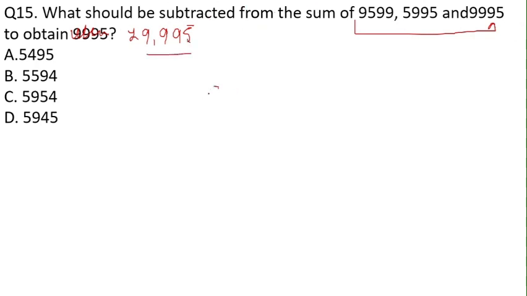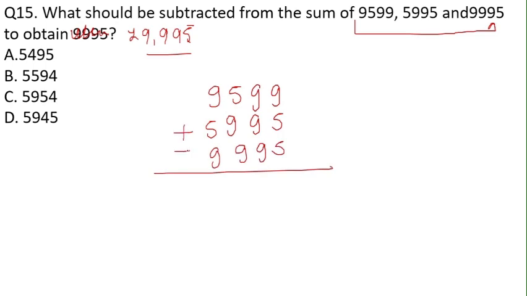Okay, so take the summation of 9,599 plus 5,995 plus 9,995. So we are taking summation here. The summation will be 9 plus 5 is 14, plus 5 is 19, carried 1. 9 3s are 27 and 1, 28 carried 2, right? 9 2s are 18 and 1, 20, 25. Okay, this is going to give me 25,589.